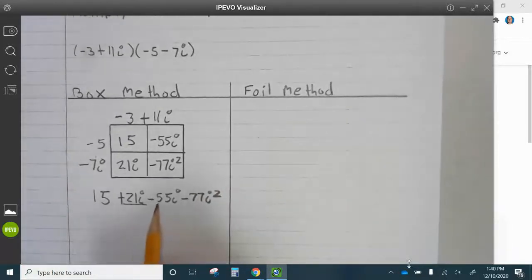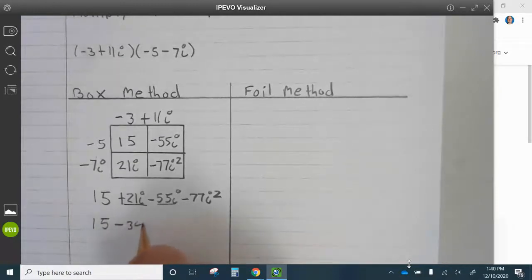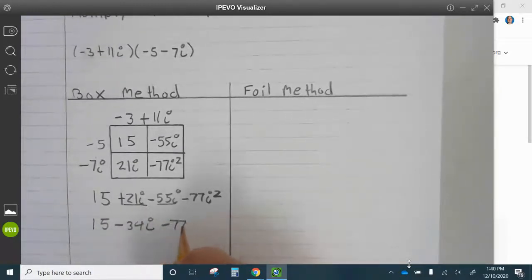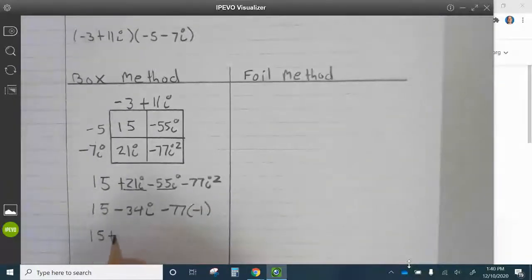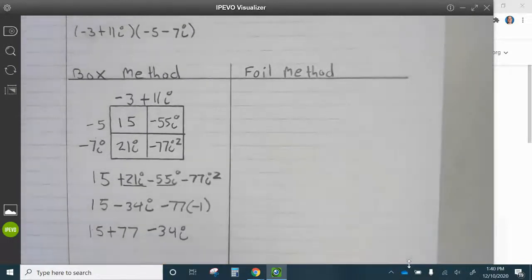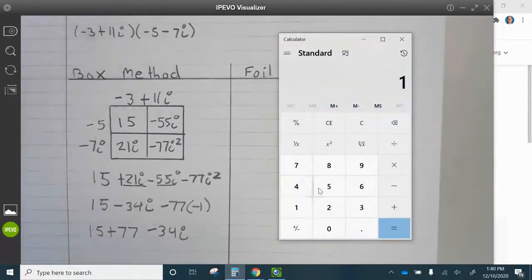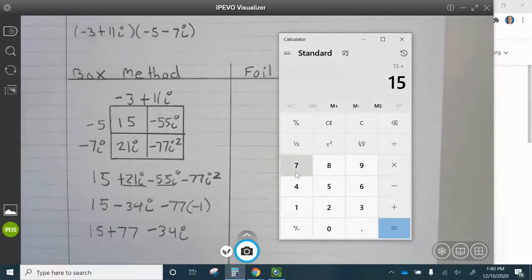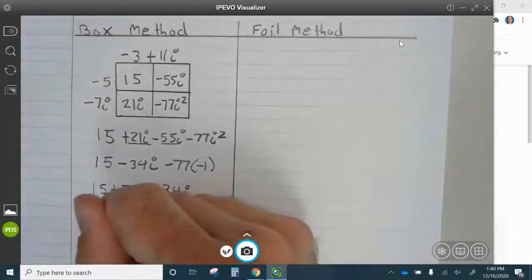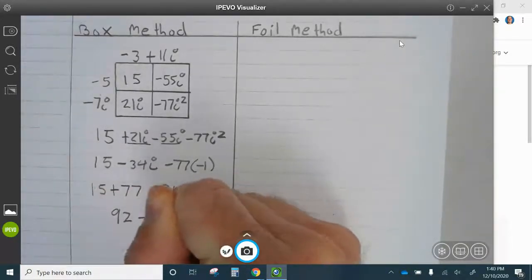Well, we can combine these. So that's 15 minus 34i minus 77 times negative 1. And then that's 15 plus 77 minus 34i. Let's just put this in the calculator real quick. 15 plus 77 is 92. So then that's 92 minus 34i.